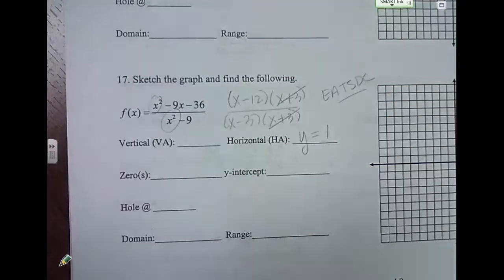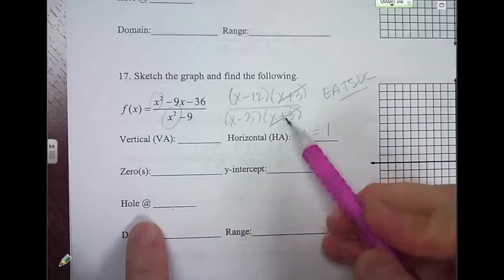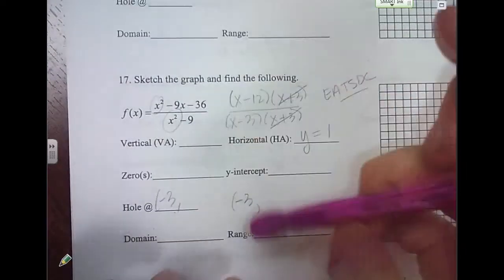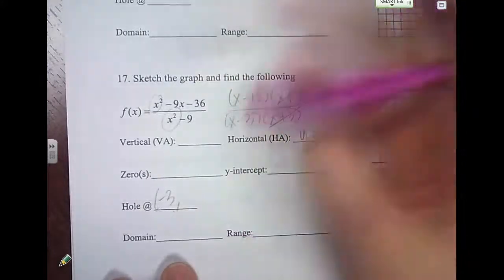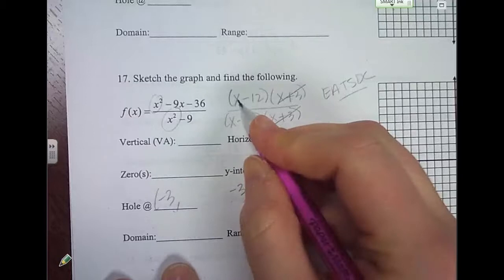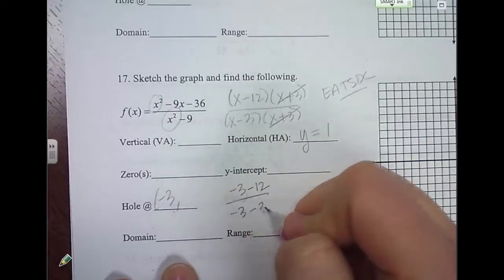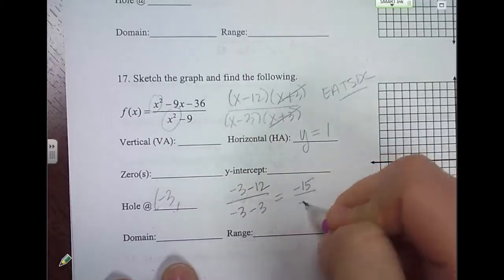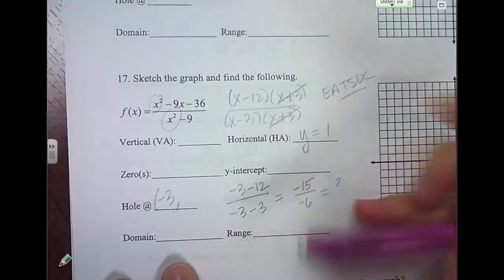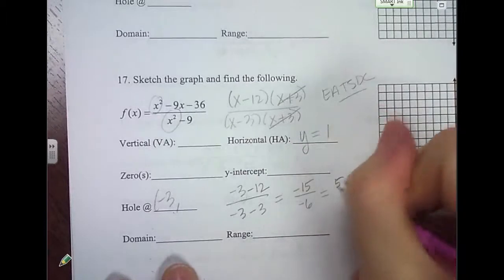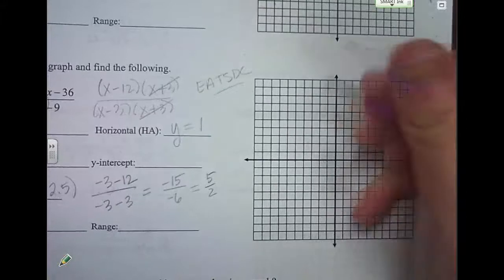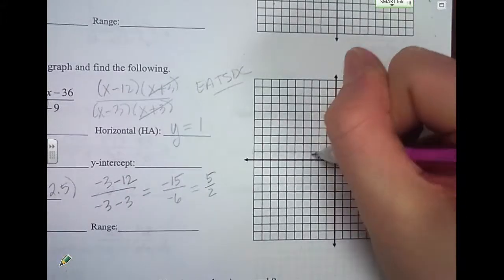So cross out the common factor, that leads to the hole. So if you solve this, you get negative 3 as the x value. I should put that here. To find the y value, you plug it into the leftovers. So I would do negative 3 minus 12, I'm putting it in right here, divided by negative 3 minus 3. So that's negative 15 over negative 6, which reduces to 5 over 2, or 2.5, either way. So on your graph then, you actually have a hole at negative 3, 2.5.